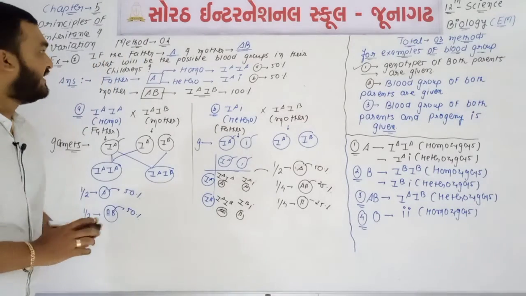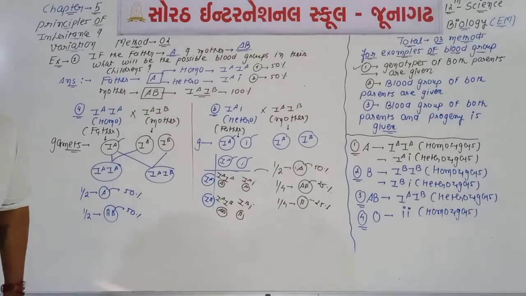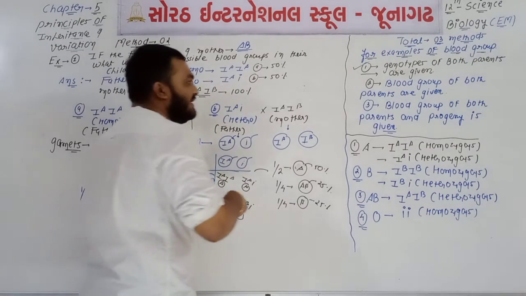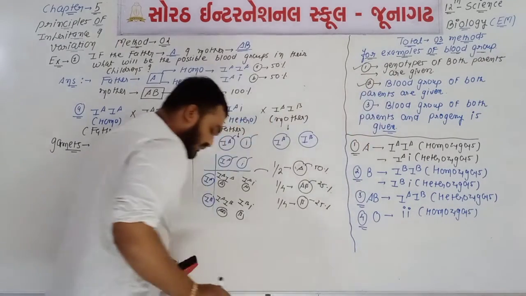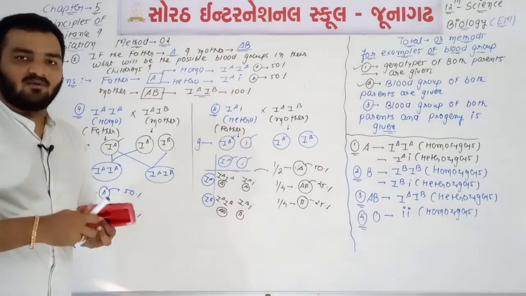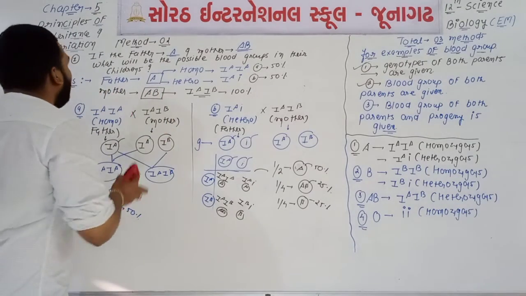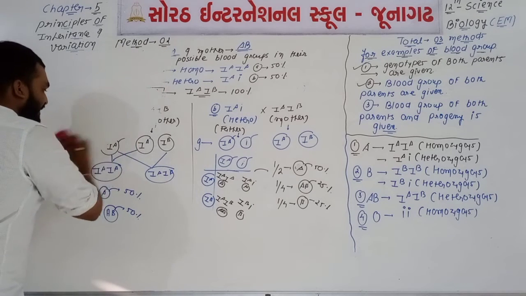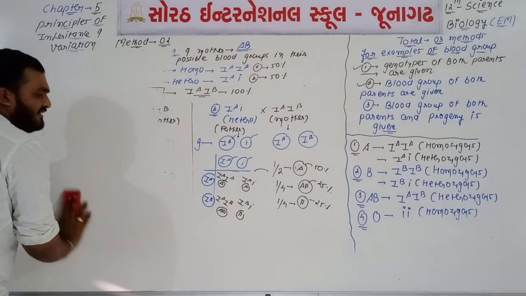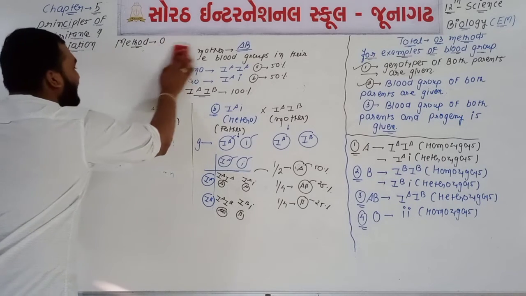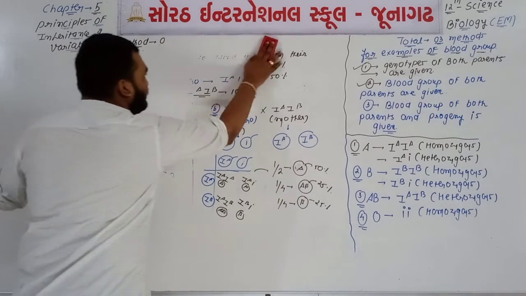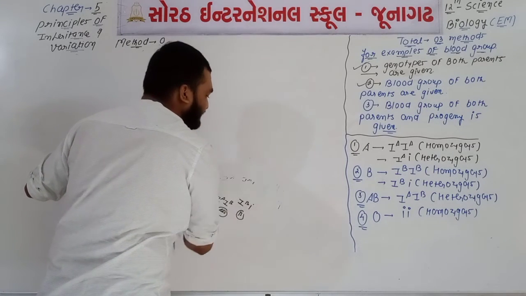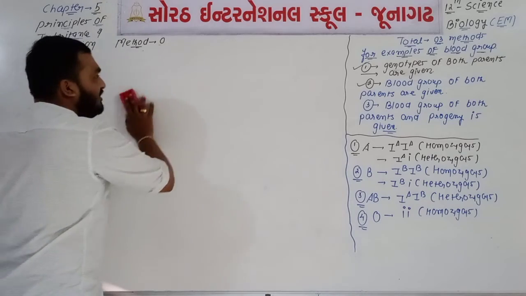Second method: if the genotypes are given, or if the blood groups of both parents are given, how to determine the blood group of their progeny. So the second method is over, and now we are going to talk about the third one. Method number 3 is not the hardest, but it is the longest method, and there is one question on method 3 in your textbook. See the exercise of chapter 5, question number 12.